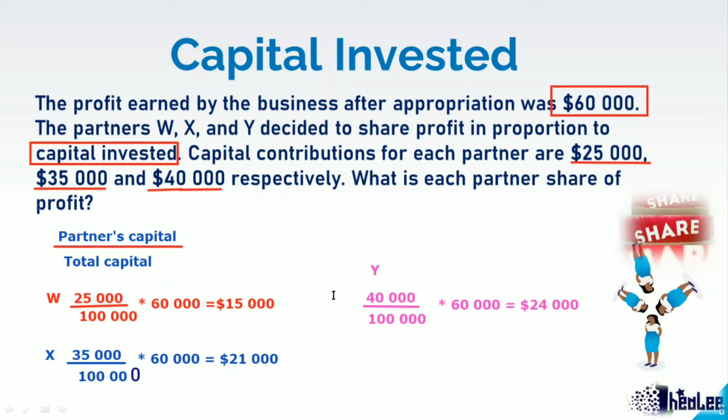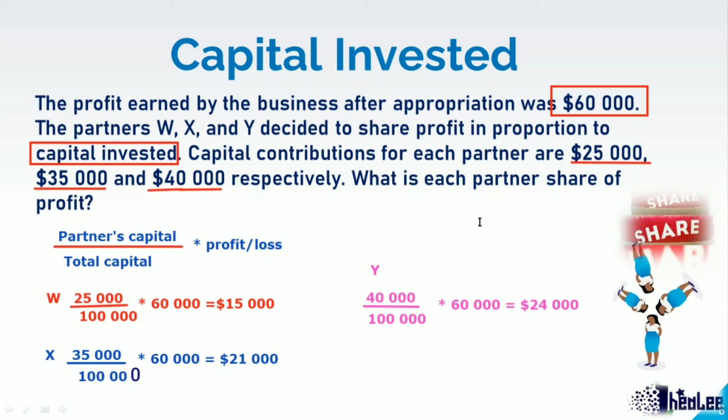So there you go. When you're asked to use the capital contributed, remember the formula is partner's capital divided by total capital, and you would multiply that by the profit. So you can indicate right here that you multiply that by the profit or loss.